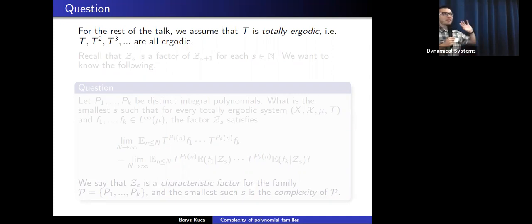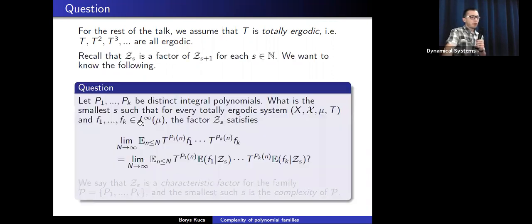Right now I'll discuss the main question that I have been studying and for which I'll present results today. For the rest of the talk, I'll assume that T is not just ergodic, but totally ergodic, meaning that every iterate of T is by itself ergodic. Recall from what I told you before that these Host-Kra factors define a tower of factors, meaning that Z_s is a factor of Z_{s+1} for each natural number s. Given that, we want to know the following.